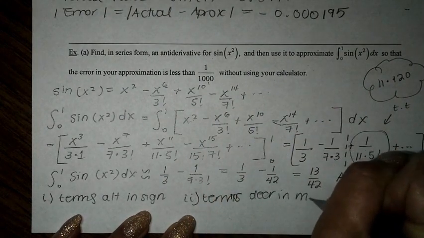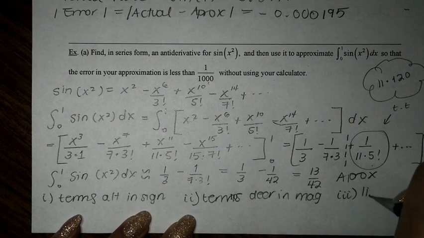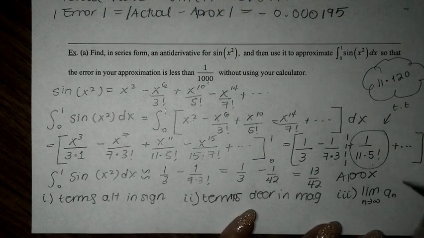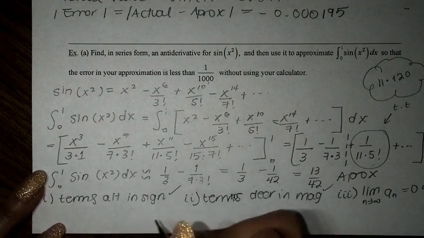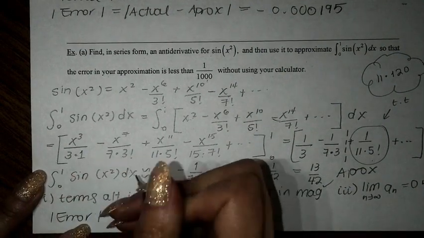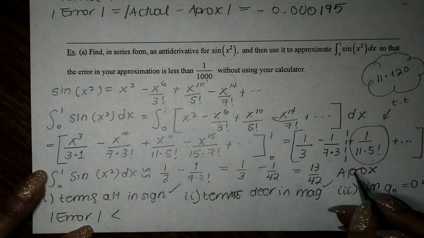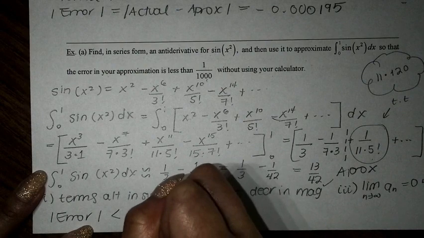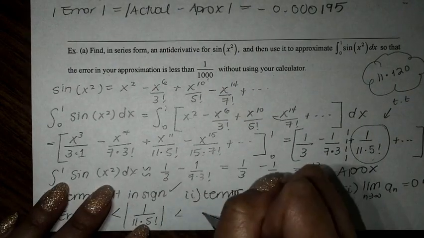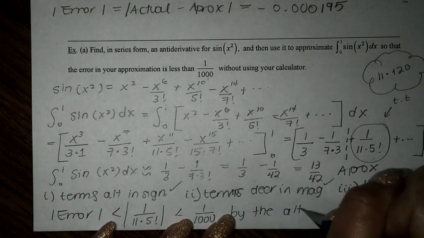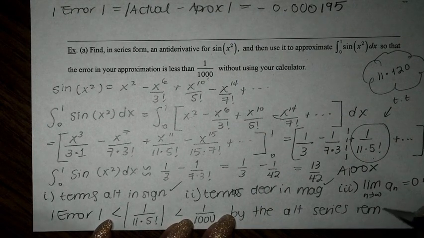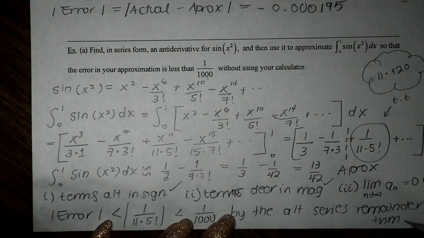Decrease in magnitude. And what's your third condition? Your third condition is that the limit when n approaches infinity of the nth term is equal to 0. So check, check, check. So what you have is that the error is going to be less than the truncated term. What was the truncated term? It was 1 over 11 times 5 factorial, absolute value, and this is less than 1 over 1000. Yes or no? So you have this by the alternating series remainder theorem. That's what you have for this problem.